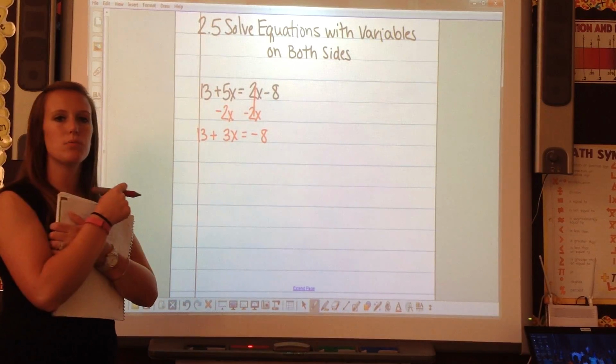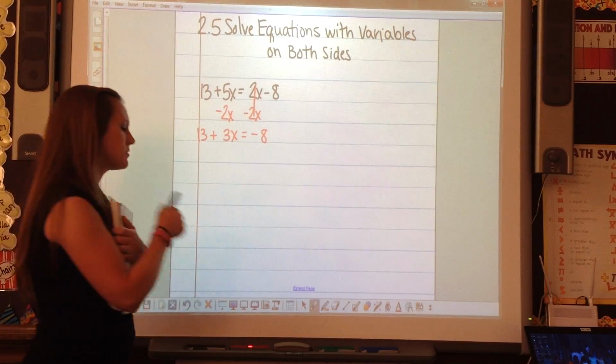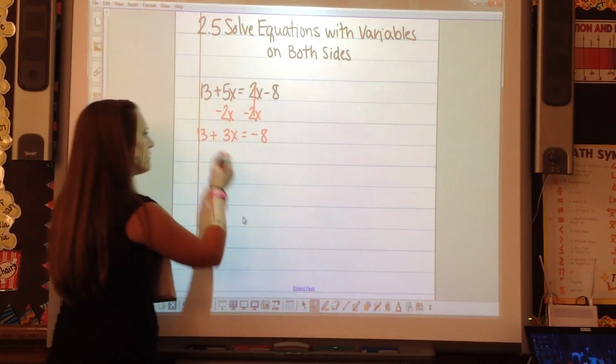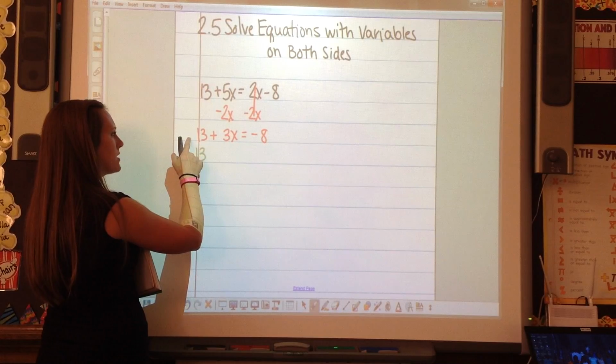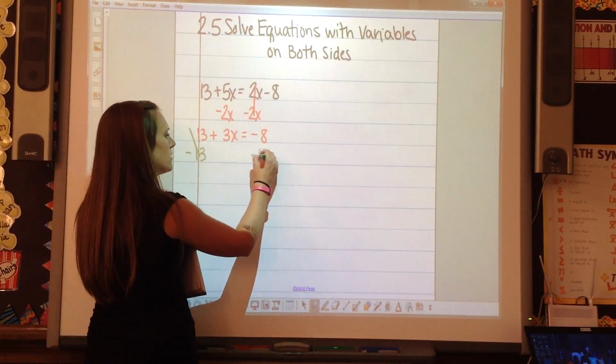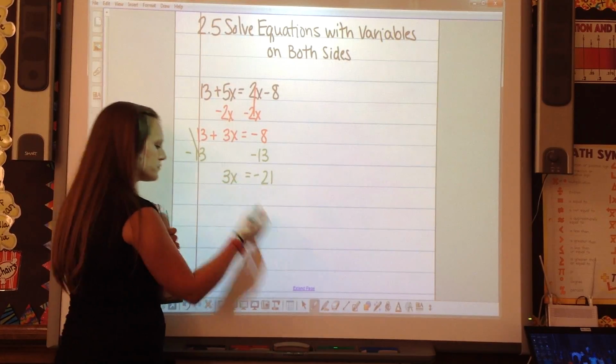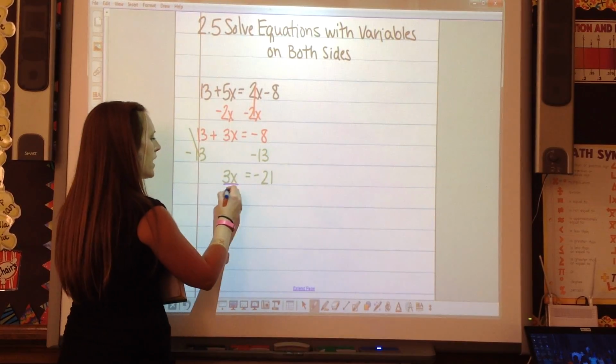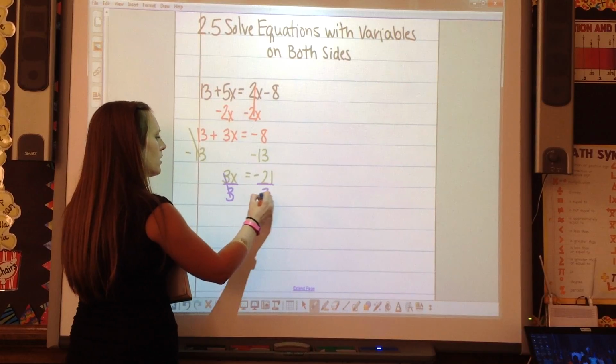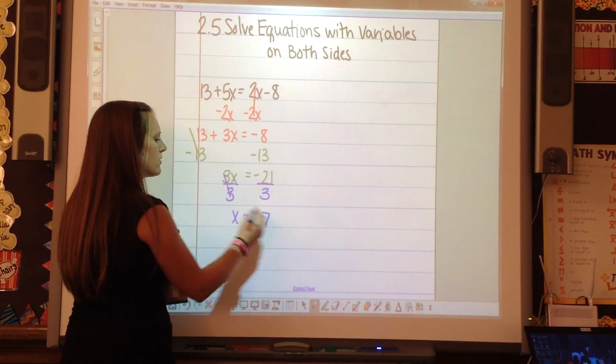Now that I have all the variables on one side, I can follow with my two-step procedures. Bring the non-variable term over. Again, it's positive, so I'm going to subtract. Same sign, sum. Opposite would be to the bottom. So x equals a negative 7.